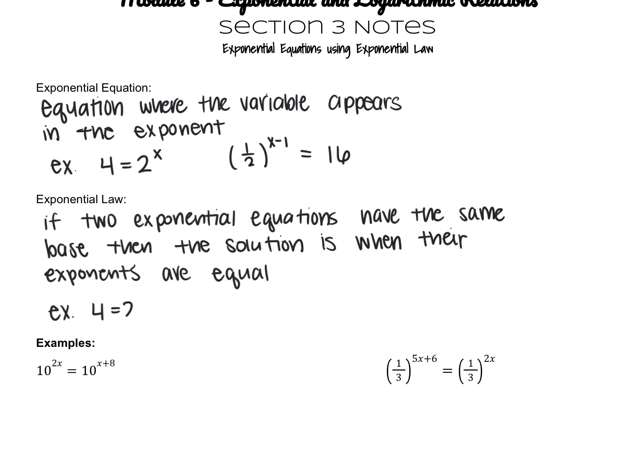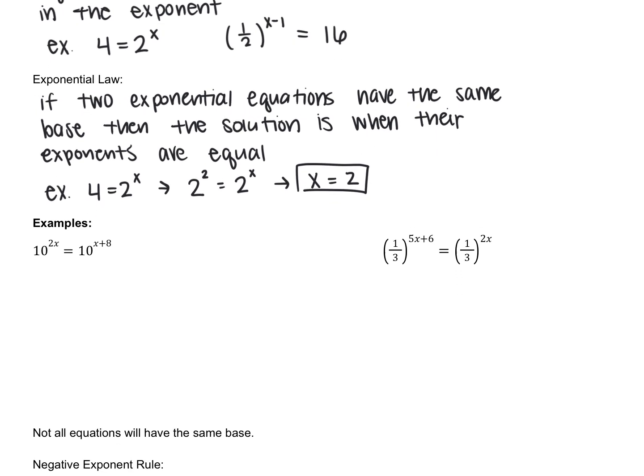So going back to the example I just talked about, I want to know, when does 4 equal 2 to the x? Well, I can rewrite 4 as 2 squared. So because they have the same base, the solution is going to be x equals 2. We know that ahead of time. We know 2 squared is 4, so I know x is 2. So what you're basically doing is using exponential law, but in your head. Now we're going to talk about how to write down that process.